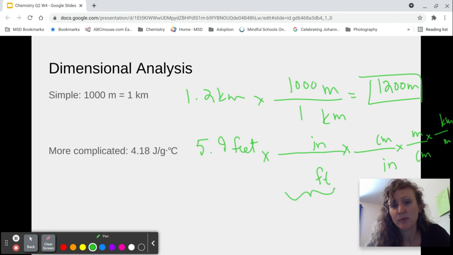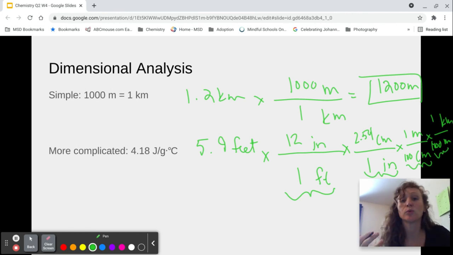Well, what is the relationship between inches to feet? What is the relationship between centimeters and inches? How about centimeters to meters? How about meters to kilometers? If I know all of these ratios and I know the skill of dimensional analysis, this really complicated problem all of a sudden becomes fairly simple.